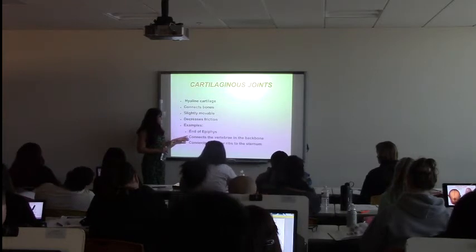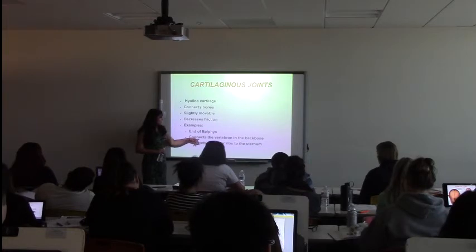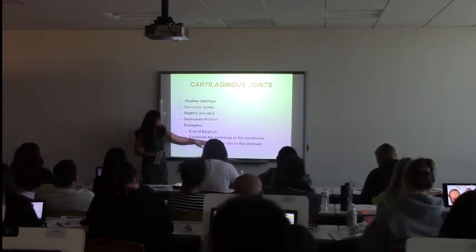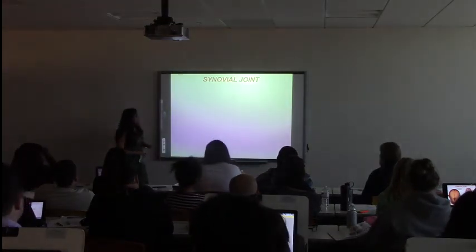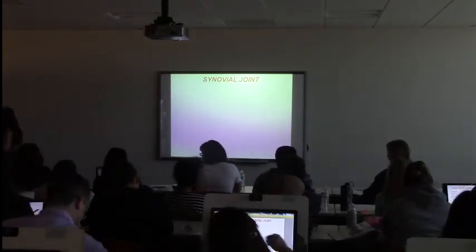Examples where you find cartilaginous joints: end of epiphysis, connection of vertebrae in the backbone, and connecting the lower ribs to the sternum. Now, synovial joint, which we're going to draw.